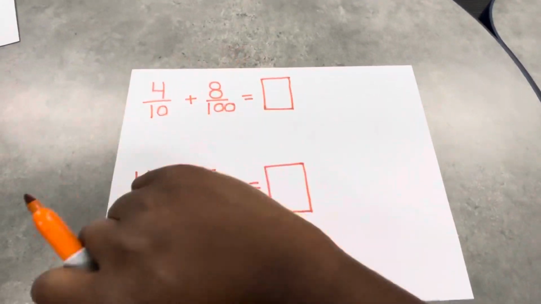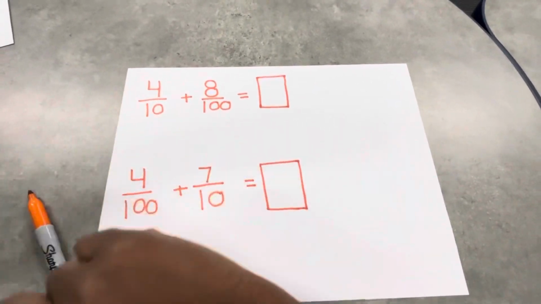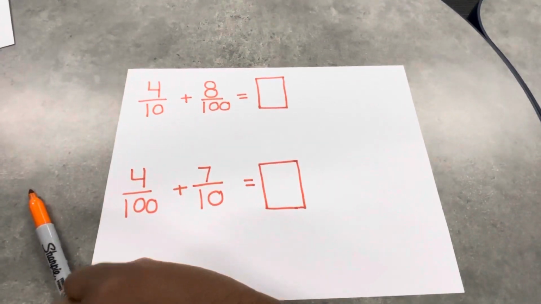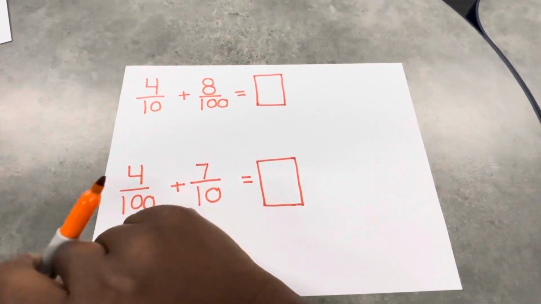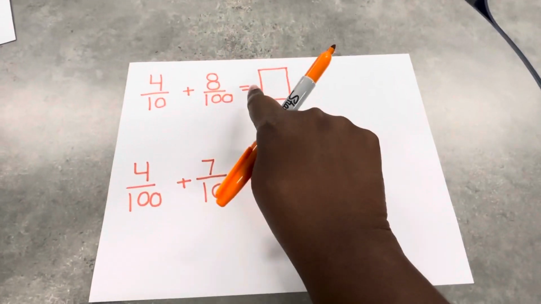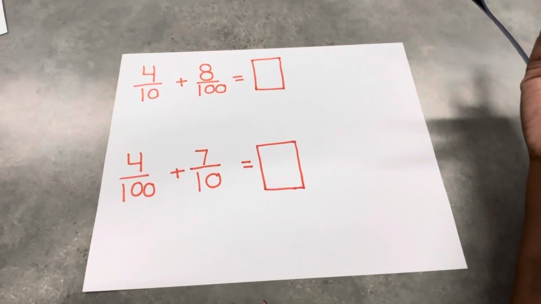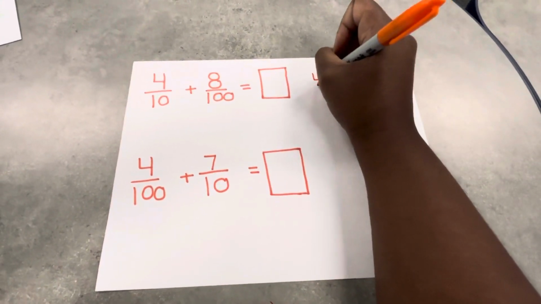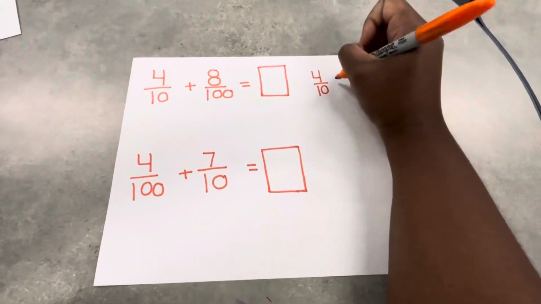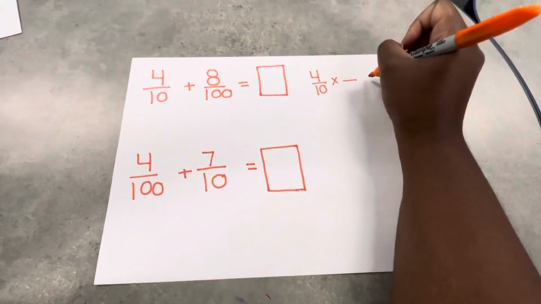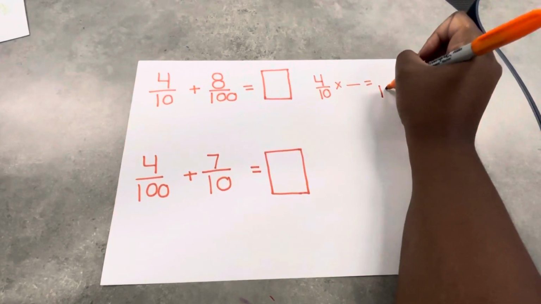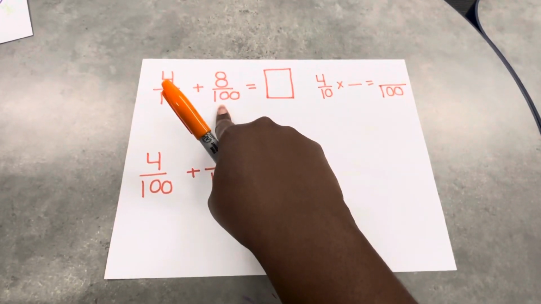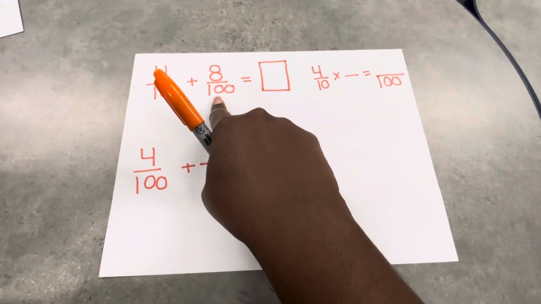Now, I see a problem here because in this fraction, my whole is broken up into 10 parts, whereas in this fraction, my whole is broken up into 100 parts. It's easier for me to go up, and right now in fourth grade, that's what we're supposed to do. So we're going to change this fraction 4/10 and multiply it by some number, and we're going to end up with that denominator of 100, because we want to have that same denominator as this fraction, 8/100.